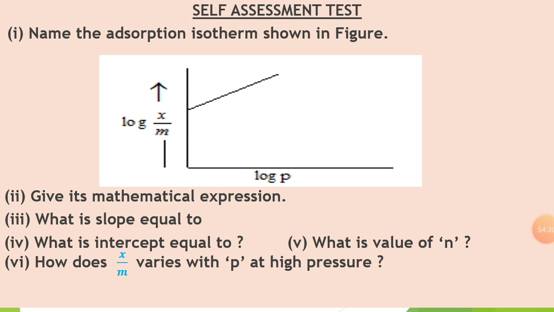Then what is the slope equal to? You have to write that also. Then what is the intercept equal to? Then what is the value of n here? And lastly you have to write how x by m varies with P at high pressure, and also at low pressure, and also at intermediate pressure.